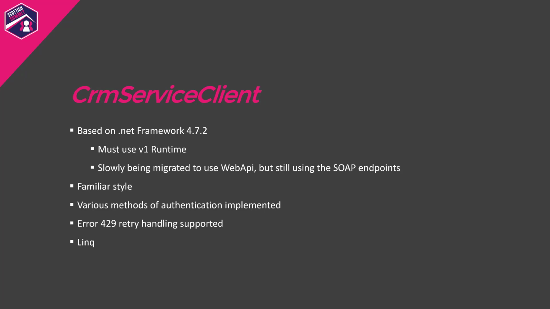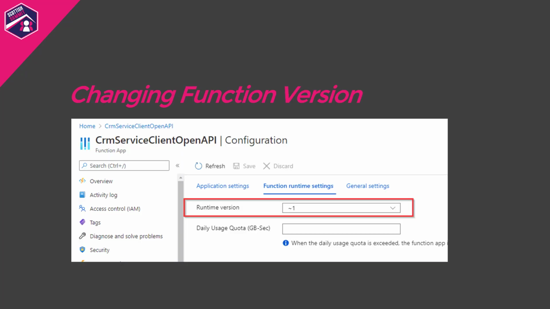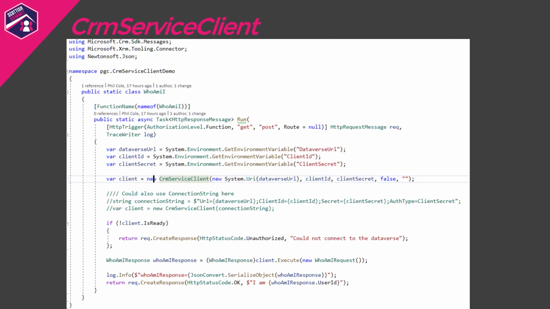It supports LINQ, or it's got a LINQ provider in it. There are some limitations to it, but it does support LINQ, and it's synchronous. So synchronous, not too brilliant for an Azure function, but it is workable. Now, if you're going to use Crm Service Client, you have to change the version of the runtime manually back to version 1. Otherwise, you'll have problems. And so that's important to know.